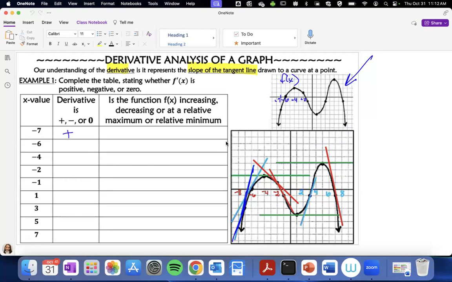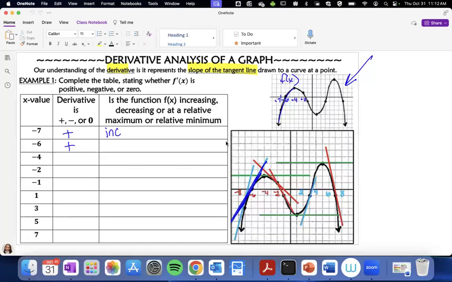Which means that f of x, is f of x increasing or decreasing here? It is increasing. It's going up. So it's increasing. Leave a little space there because I'm going to have you write an interval, the interval on which it is increasing. So at -6, now I'm on this one. Is the slope, is the derivative positive, negative, or zero? It's positive, right?